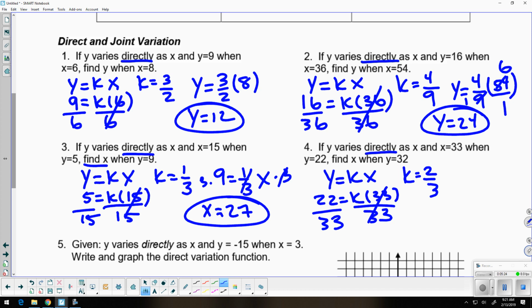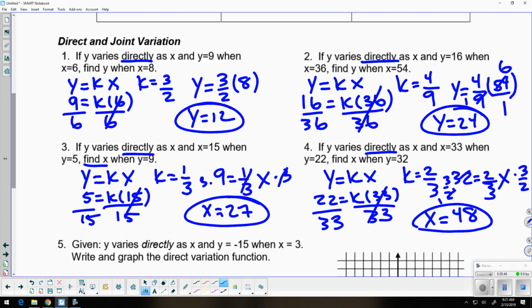Finding x when y is now 32. So plugging this all back in, you'd have 32 equals 2/3 x. Okay, so again, we need to multiply by the reciprocal, which is 3/2 on both sides. So this comes out to be x is equal to 3/2 times 32, which ultimately will be 48 as our final solution. Because this would just be a 1, that'd be 16. 16 times 3 is 48. All right, pretty easy, right?